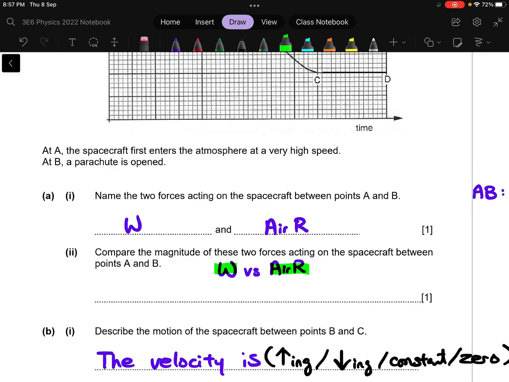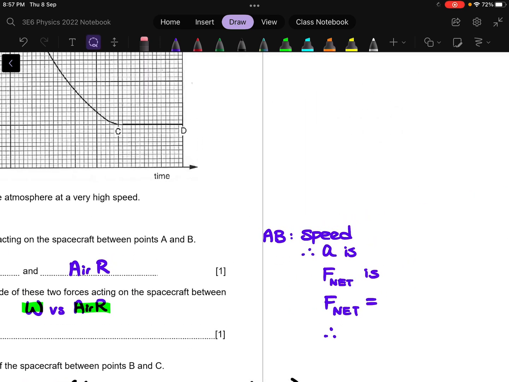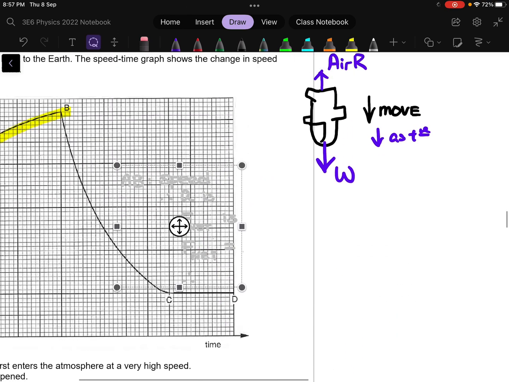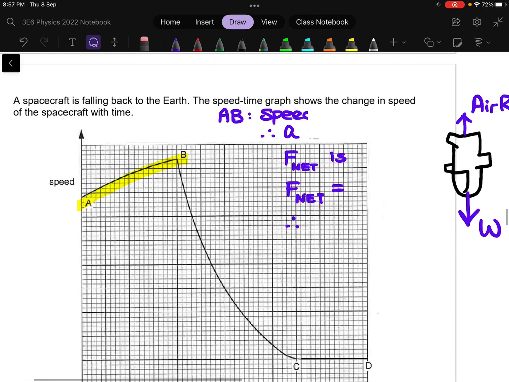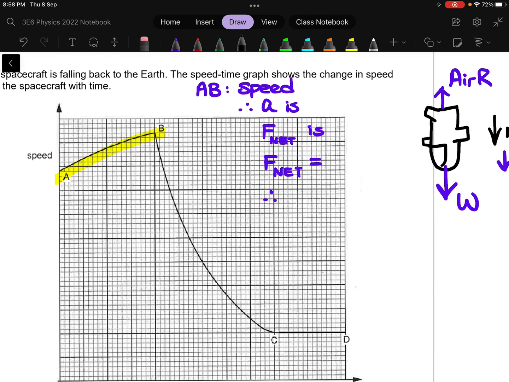So the original intent is for you to compare these two forces, W versus air resistance. Which one is larger, which one is smaller, or if not, are they the same? Why do I say that that's my original intent? Because I want to see whether you recognize that when the object is moving from A to B, the speed becomes larger, right? It increases. Because of that, it means that your acceleration is positive. And I want to see how many of you can follow this thought process.